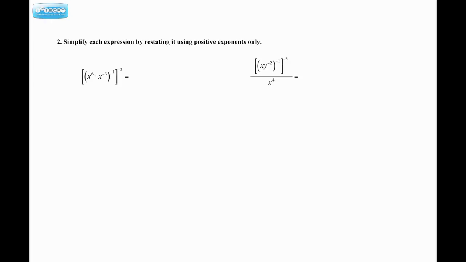Number 2, simplify each expression by restating it using positive exponents only. Okay, so I have a whole bunch of brackets here. x to the 6 times x to the minus 3. Okay, multiplying powers, same base, I can add the exponents. So 6 plus negative 3 is 3. So that's going to give me x cubed. And that's being raised to the minus 1. And then this is being raised to the minus 2. Okay, so all I did was work out this.